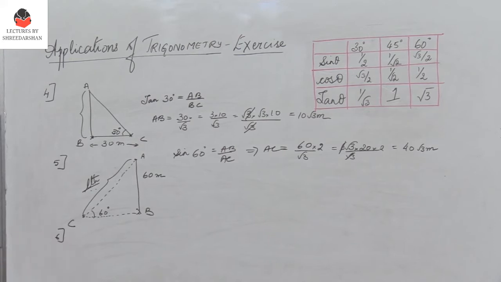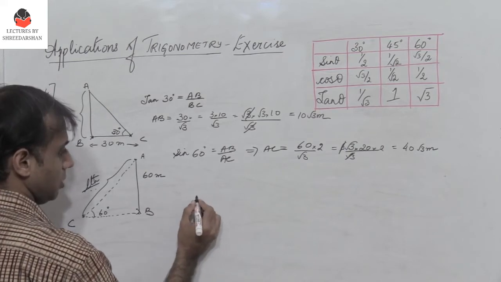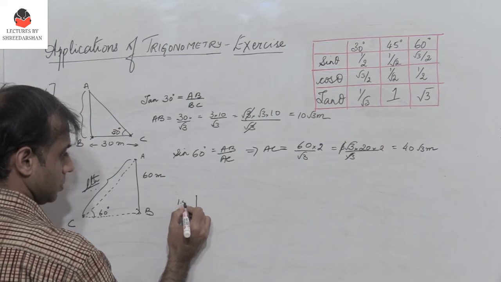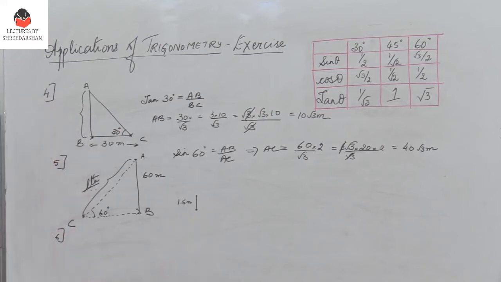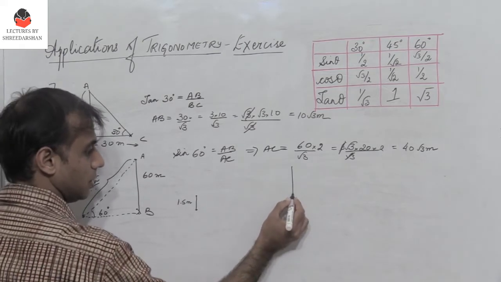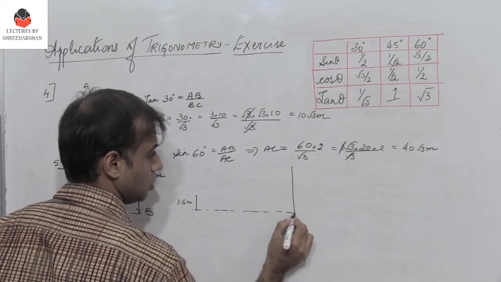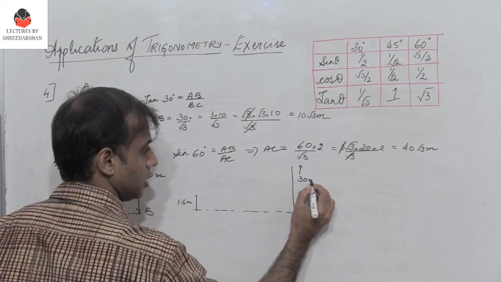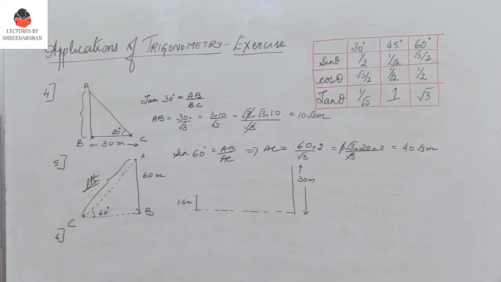Problem 6. There is a tall boy of height 1.5 meters, right? So let me draw the diagram here. 1.5 meters is his height. He is standing at a distance from a 30-meter tall building. So here is a building, this is the ground, and the height of the building is 30 meters. The angle of elevation from his eyes to the top of the building increases from 30 to 60 as he walks towards the building.